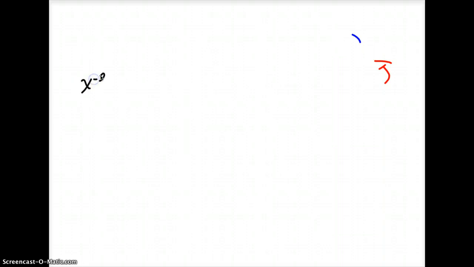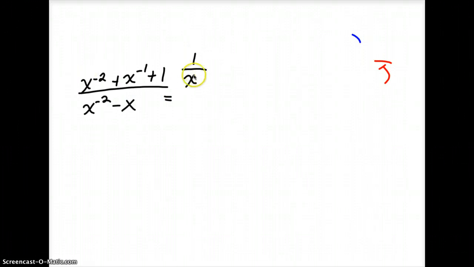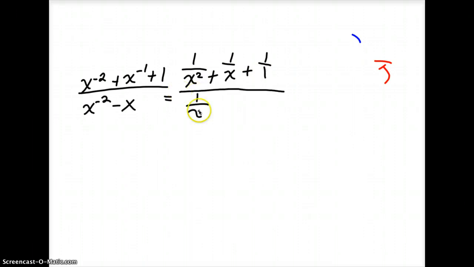was x to the negative 2 plus x to the negative 1 plus 1 all over x to the negative 2 minus x. So again, let's deal with the negative exponents first, giving us 1 over x squared plus 1 over x plus 1 over 1. I think it's good for you to always write those as fractions. And on the bottom, I have 1 over x squared minus x technically over 1.